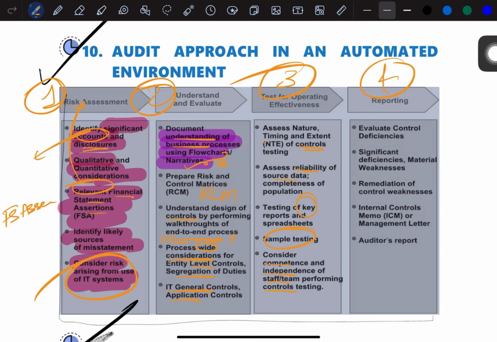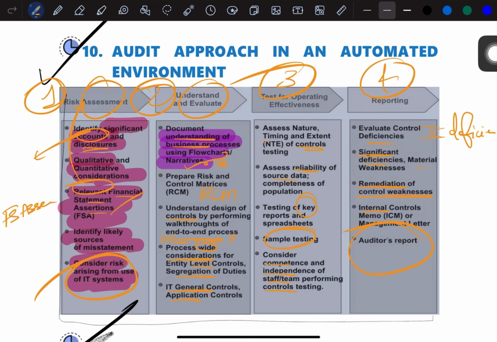So evaluate the control deficiencies. Internal control deficiencies as per SA 265, evaluate them. Then if there are any significant deficiencies, you have to communicate to TCWG and management. Material weaknesses, remediation of control weaknesses, then internal control memo, management letter, LELM, and auditor's report. So basically, if you will just write down the 4 steps along with at least 1 or 2 points from these, it will suffice, because we can't write everything in the exam hall. Ultimately, we have to retrieve whatever is asked in the question that is appropriate.